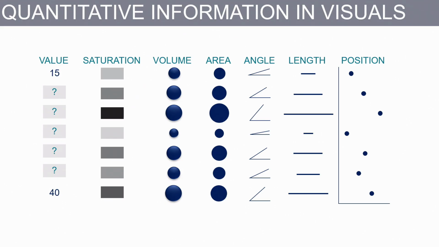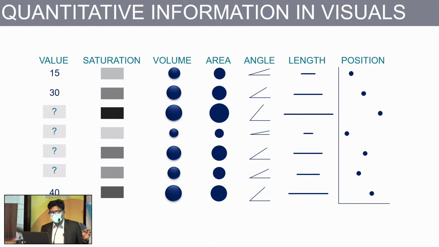So this is from a previous slide. How we perceive quantitative information in visuals. Which one is more easy to understand? So I have given numbers, like the same number has been shown in different ways. So you can see value 15 in terms of saturation, volume, area, angle, length, and precision. So you can understand which one gives the best representation.